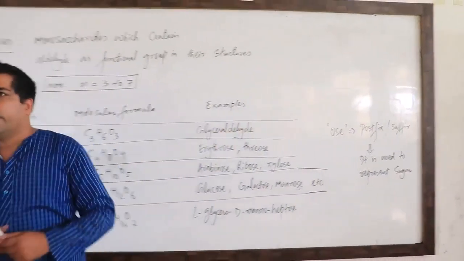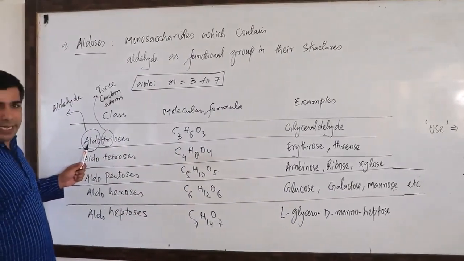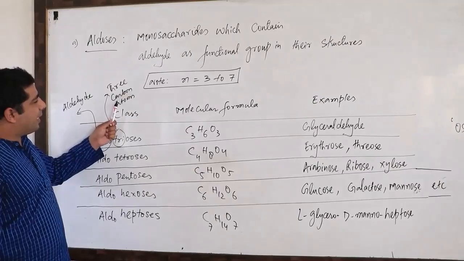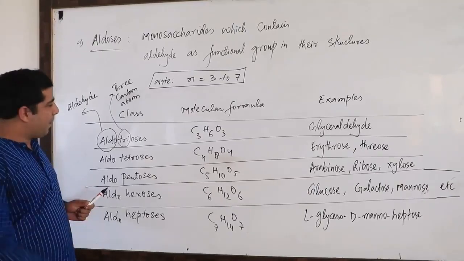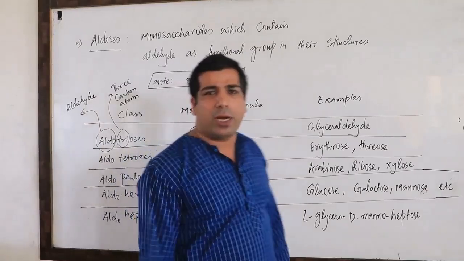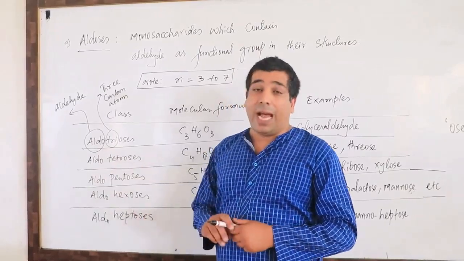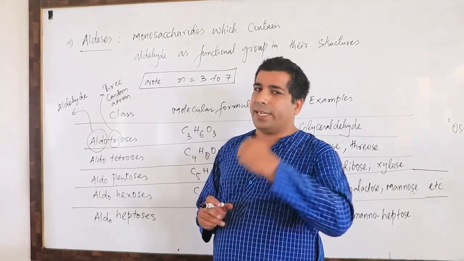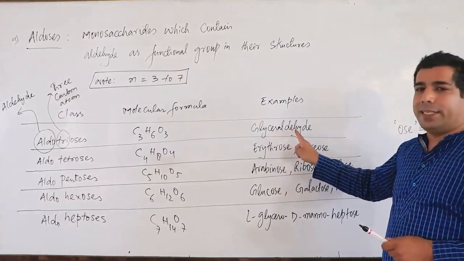So if I have aldotriose, that means this compound contains aldehyde and has 3 carbon atoms. Remember, in these 3 carbon atoms, one carbon atom will be aldehyde, and ose means sugar. So now let us define aldotriose. Aldotriose are those monosaccharides which contain 3 carbon atoms, and among them 1 carbon atom is aldehyde. Out of 3 carbons, 1 is aldehyde, and it's a sugar. An example of that is glyceraldehyde.